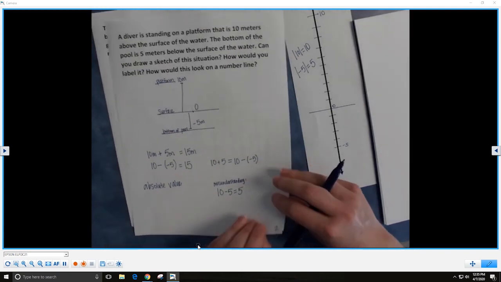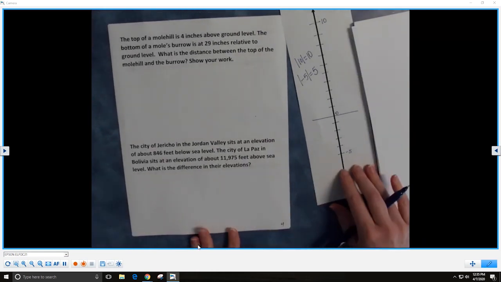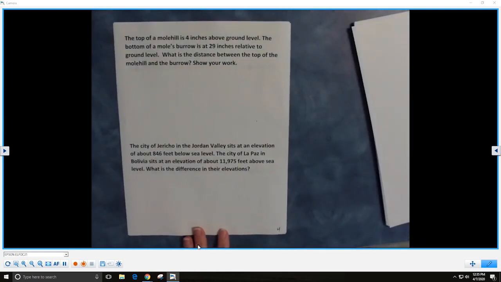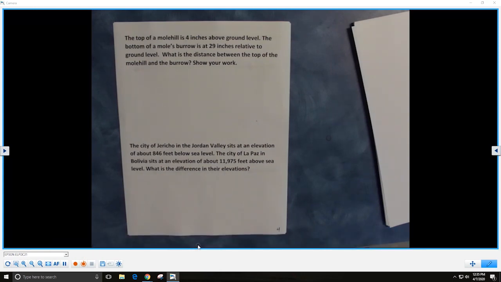Let's practice. The top of a molehill is 4 inches above ground level. The bottom of a mole's burrow is at 29 inches relative to ground level. What is the distance between the top of the molehill and the burrow? Show your work. I'll pause now for you to work the problem.